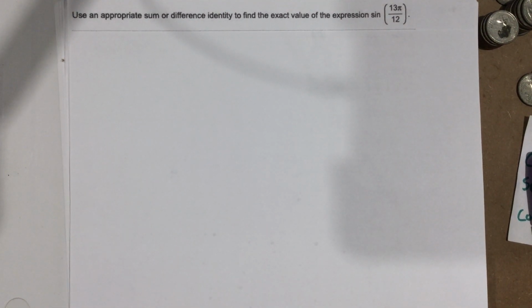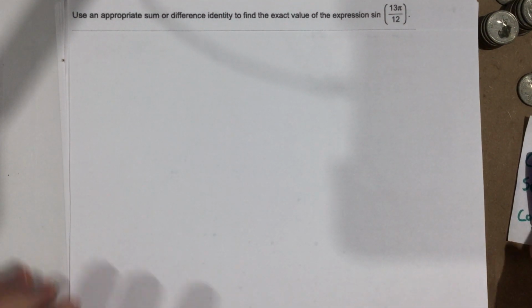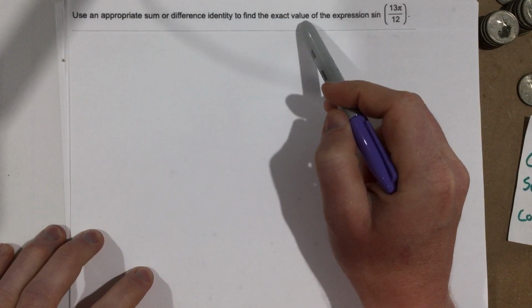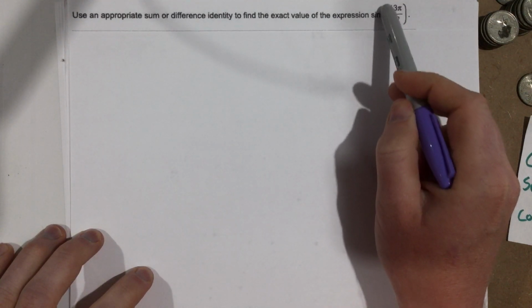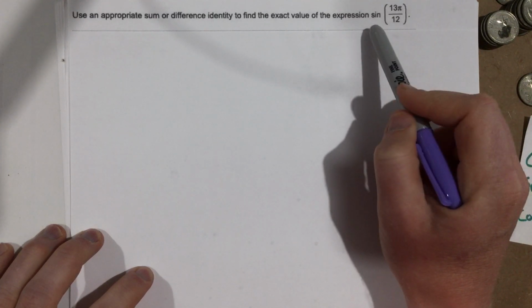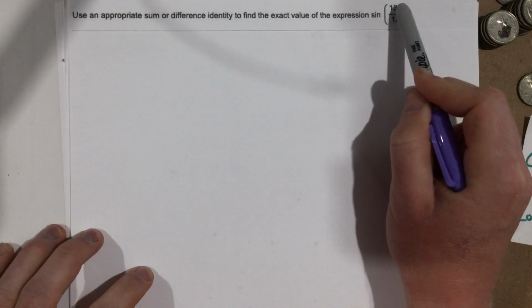This is problem number 7 from assessment number 6. It says, use an appropriate sum or difference identity to find the exact value of the expression sine of 13 pi over 12. So they want us to evaluate the sine of this angle.